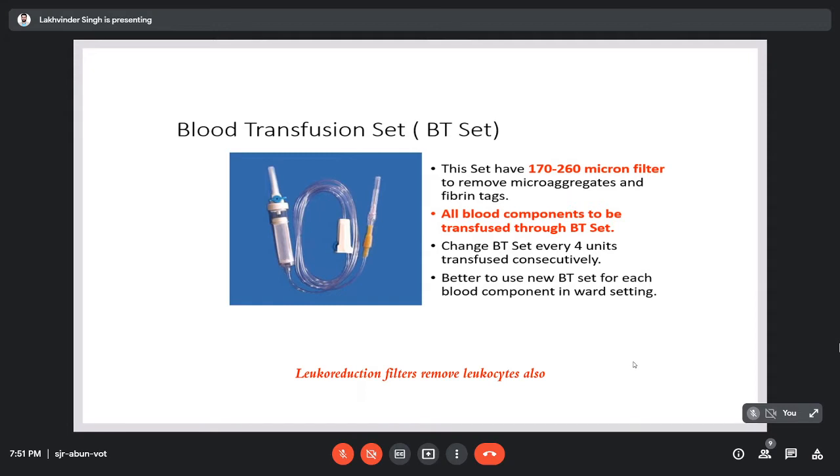And the bottom line is, leukoreduction filters remove leukocytes also. These BT sets are the first generation BT sets. We have the second and the third generation BT sets which remove the leukocytes also. In general, we do not require this leukoreduction filter, but if the patient has a history of febrile reaction, then we can use it, so that leukocytes are removed and only the red cells are transfused. That will help to bring down the incidence of febrile reaction.